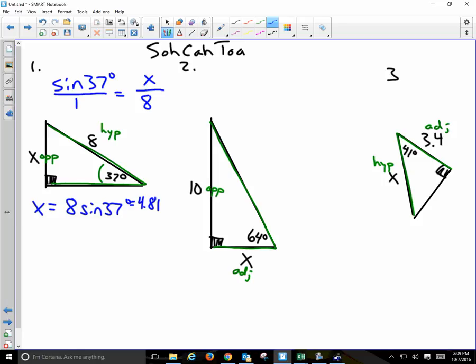Okay. Which one do we use for here? Sine, cosine, or tangent? Why?